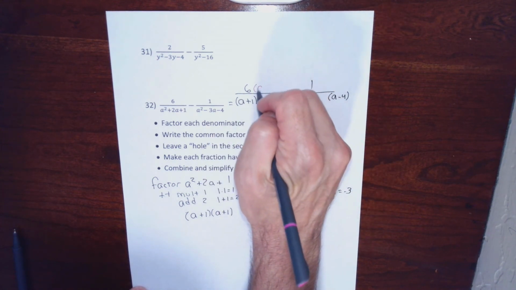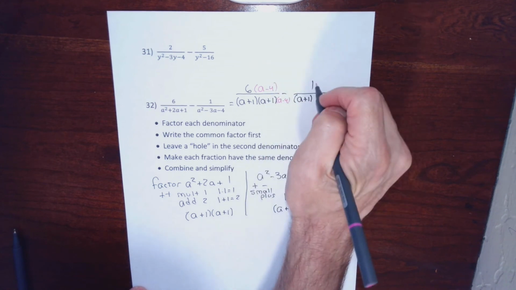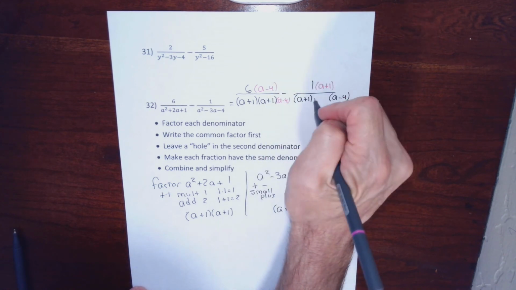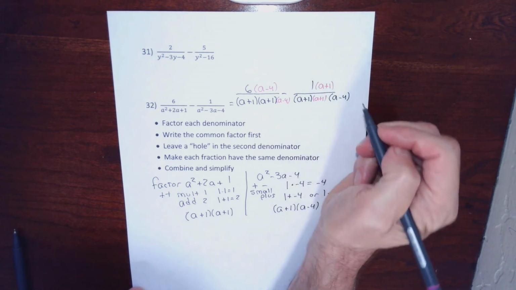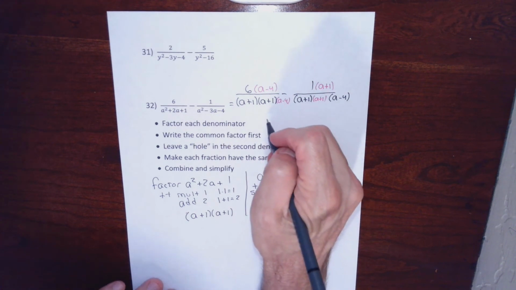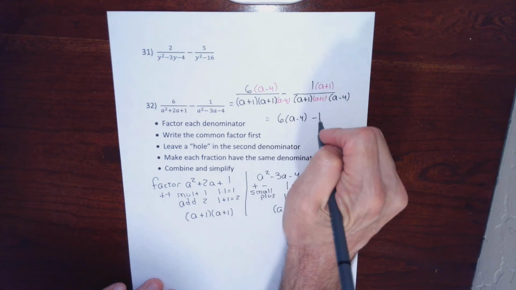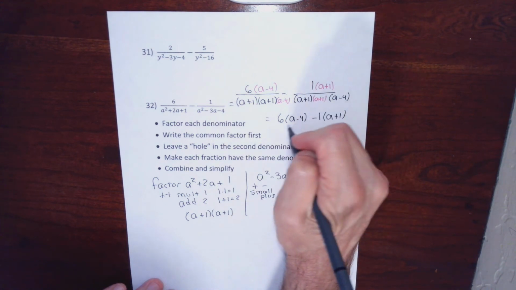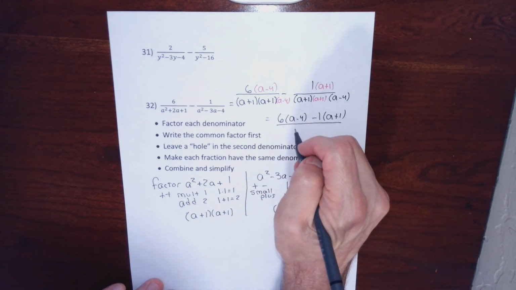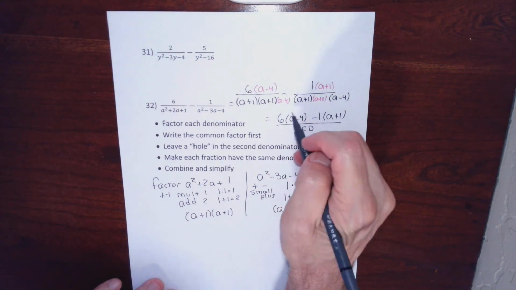The first fraction I'm going to multiply by a minus 4 over a minus 4. Second fraction I'm going to multiply by a plus 1 over a plus 1. Now the denominators are the same, so I can make the two fractions into 1. I can make this 6 times a minus 4 minus 1 times a plus 1 over... And instead of writing the whole denominator down with the 3 parentheses, I'll just write LCD temporarily for my denominator. Now I'm going to clear the parentheses that I have up in the numerator.